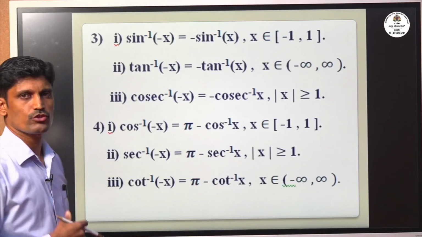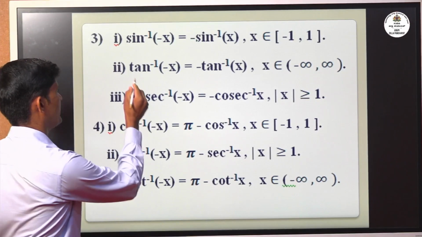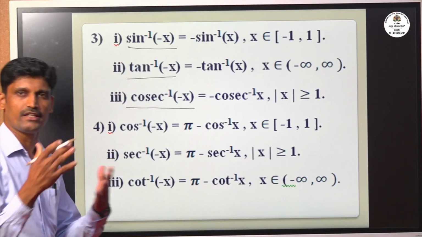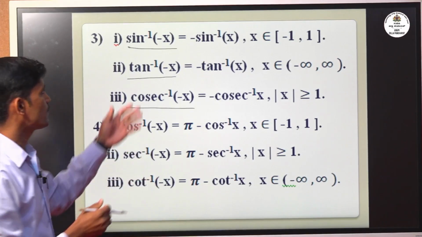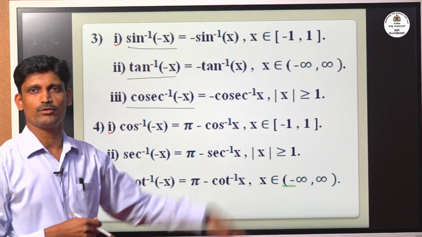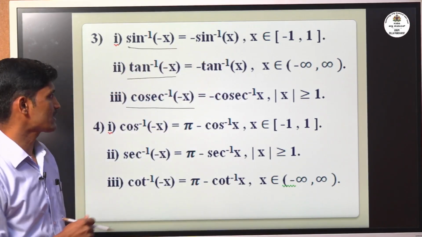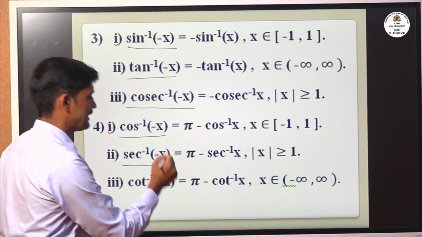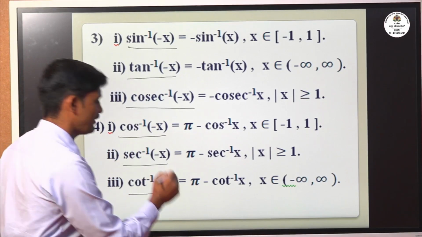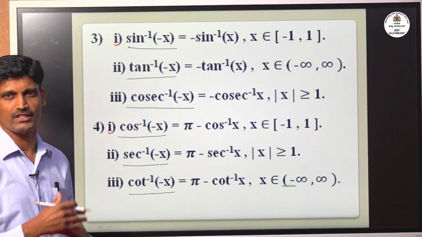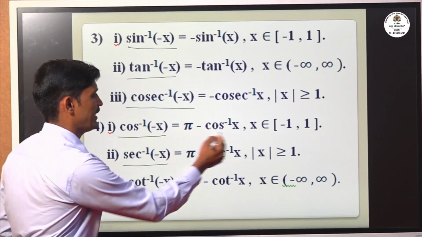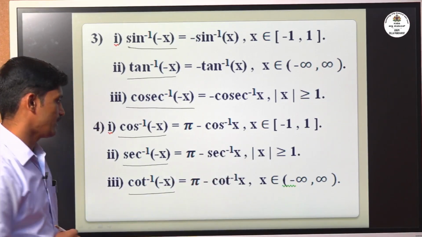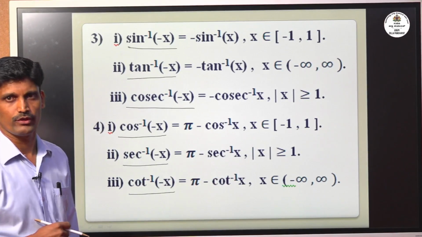Then sin inverse of minus x and tan inverse of minus x, cosecant inverse of minus x. In these three inverse trigonometric functions, it is equal to minus sin inverse x, minus tan inverse x, and minus cosecant inverse x. And cos inverse of minus x, secant inverse of minus x, cot inverse of minus x. In these three inverse trigonometric functions, it is equal to pi minus cos inverse x, pi minus secant inverse x, and pi minus cot inverse x. That is what we have to remember.